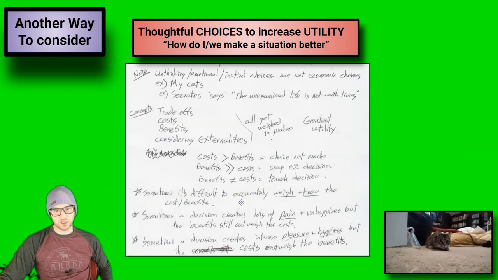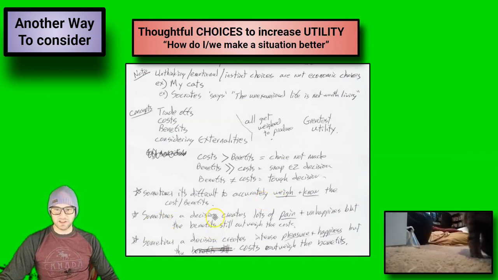Where do I go next year? What's my job going to be next year? The big choices. Do I get married or not? With this person or not? These big choices are very difficult because knowing and weighing the utility of the effects is very difficult. It's very interesting that sometimes a decision can create, utility is not happiness or pain, okay? That's a different philosophy. Utility is satisfaction.